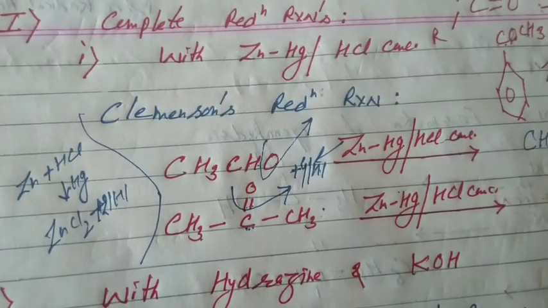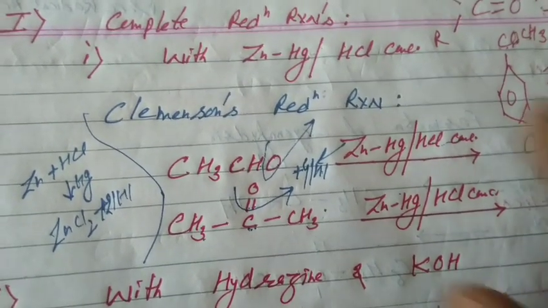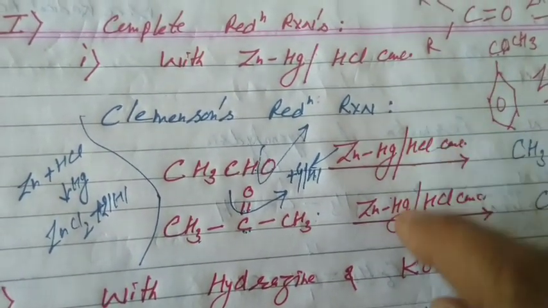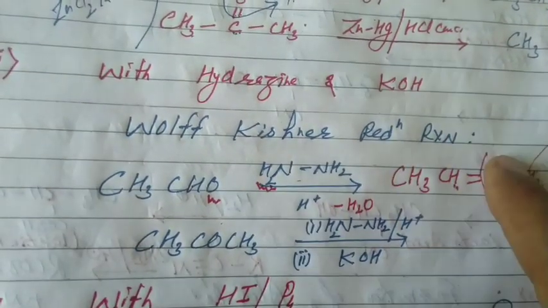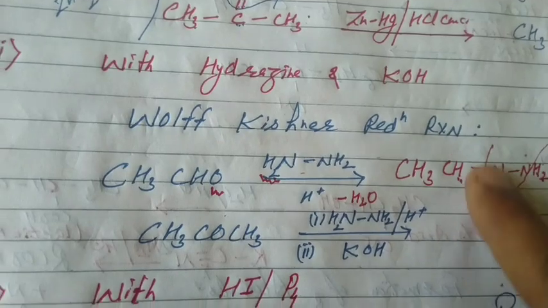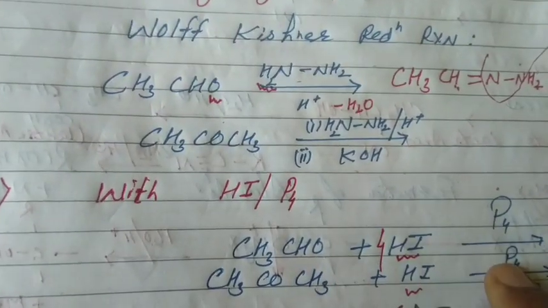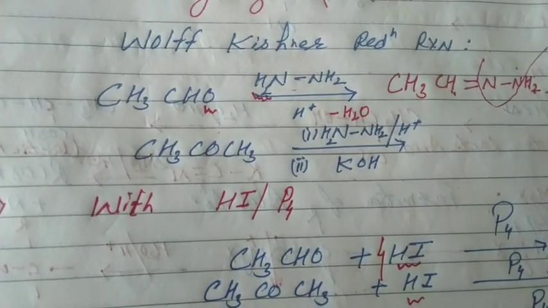Proceed with number 1: zinc amalgam, concentrated HCl, Clemmensen's reduction reaction, any carbonyl compound gives alkane. Hydrazine and KOH, Wolff-Kishner reduction reaction, again we got alkane. The third is not a naming reaction, a general reaction, and we got alkane. Please do up to this. Thank you.